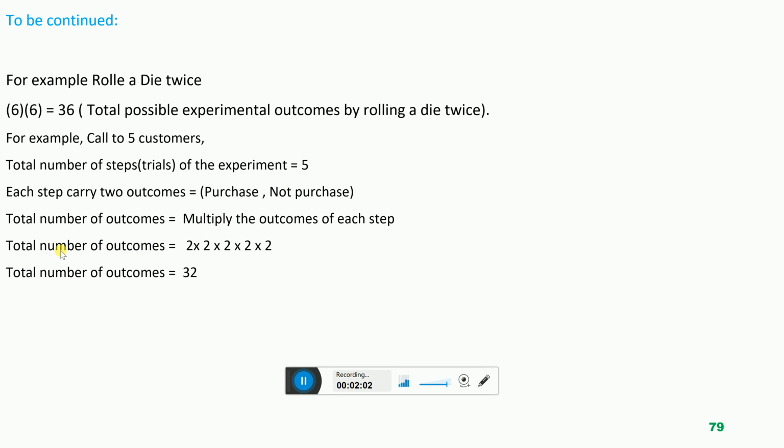2. So we will multiply: total number of outcomes is equal to the outcome of first call 2 multiplied by the outcome of second call 2 multiplied by the outcome of third call 2 multiplied by the outcome of fourth call and multiplied by the outcome of fifth call. How many calls do we have? 5 calls, and we will multiply the outcomes of each call with each other. So we will determine the total number of outcomes, which is 32. So this is the counting rule to determine the number of experimental outcomes of an experiment before assigning probabilities to the outcomes.